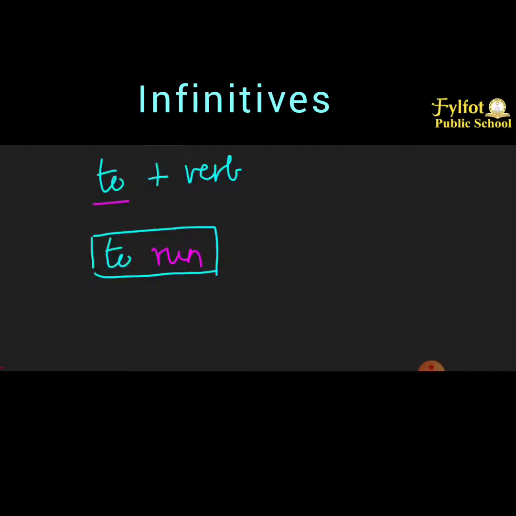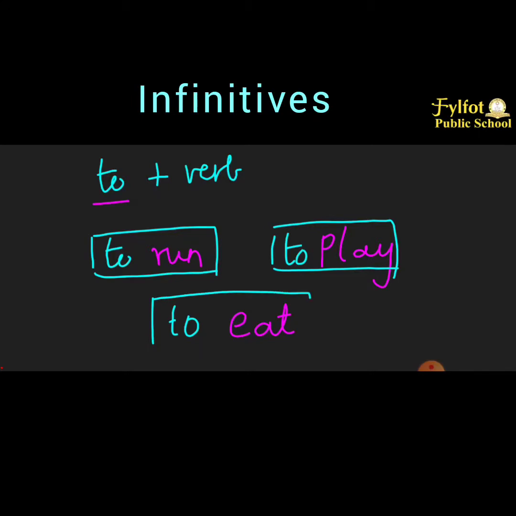Now let's take one more example. Let's take the word play. Let's take one more word, eat. To convert these we add to, so it becomes to play, and to eat. So basically you add the word to to create infinitive. When you add to before the verb, it is infinitive.